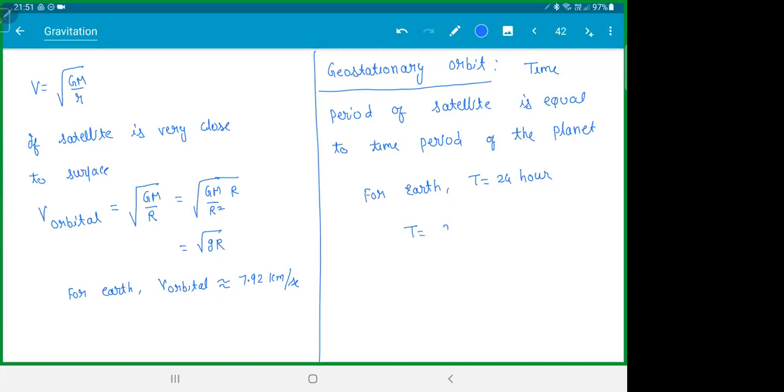If you use the formula 2 pi root over GM r power 3 by 2, don't forget this M is actually the mass of Earth, it's not the mass of the satellite. You put 24 hours there, this r value comes out to approximately 42,000 kilometers, or the height from the surface is approximately 36,000 kilometers. Meaning you need to keep the satellite in an orbit at a height of 36,000 kilometers. Then it looks like it is stationary.